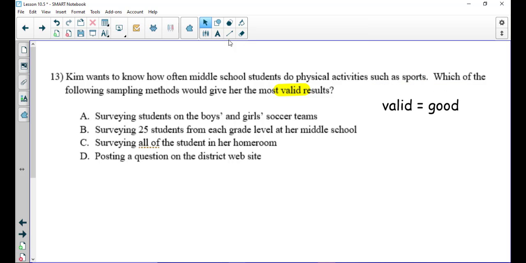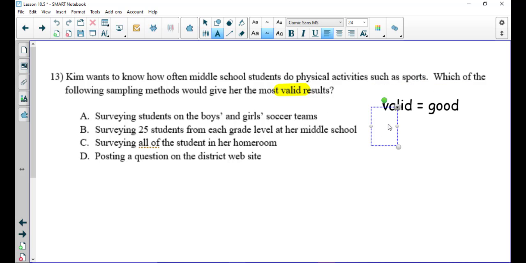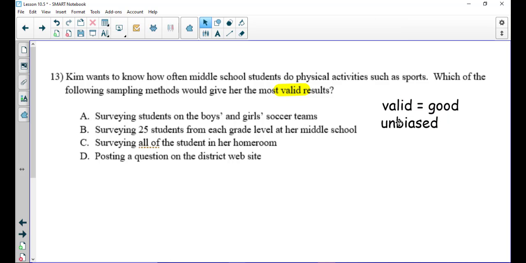I'll put underneath here, let me type this in. This would be like an unbiased sampling method. So it would be a good sampling method. Let's read through our choices. A, surveying students on the boys and girls soccer teams. Remember, we want to know how often middle school students do physical activities such as sports. B, surveying 25 students from each grade level at her middle school. C, surveying all of the students in her homeroom. D, posting a question on the district website.